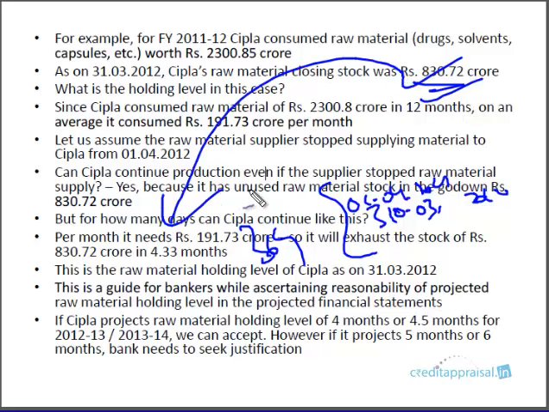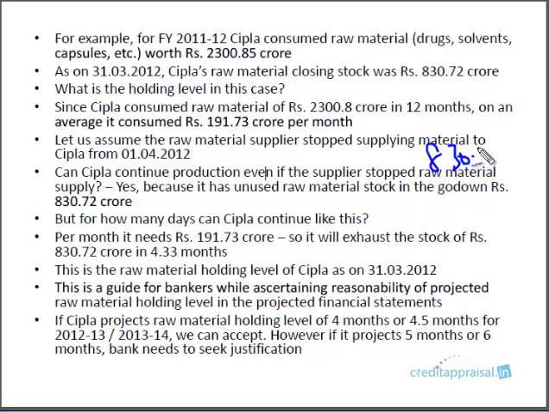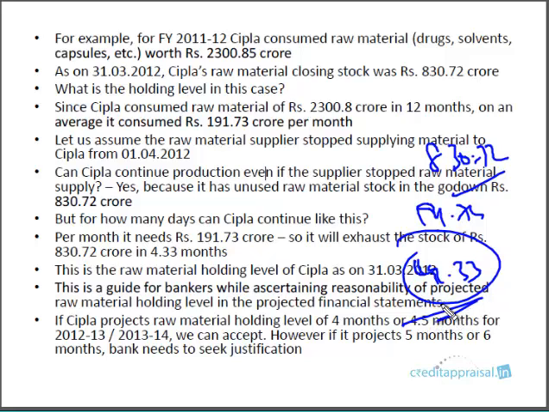But then we are using this figure to calculate the holding level, isn't it? With this figure, you calculated the holding level. Based on this, you calculate 832.72 by 191.73 per month and arrive at 4.33 months. And then you are saying 4.33 is the reasonable holding level for Cipla, for pharma units. And then you are using this figure to judge whether the projections are reasonable. If the projection is 5 or 6, you're saying it is on the higher side.